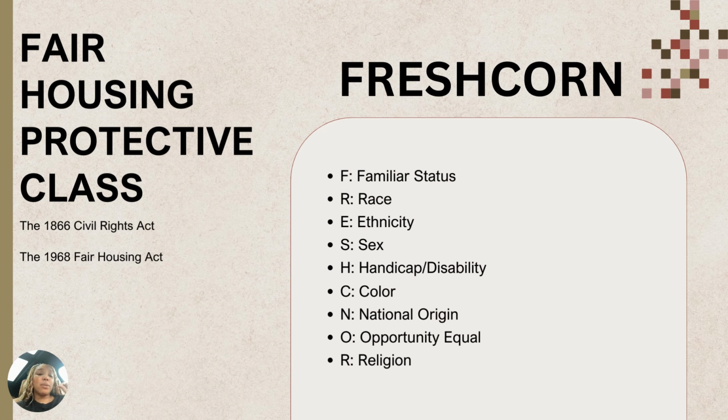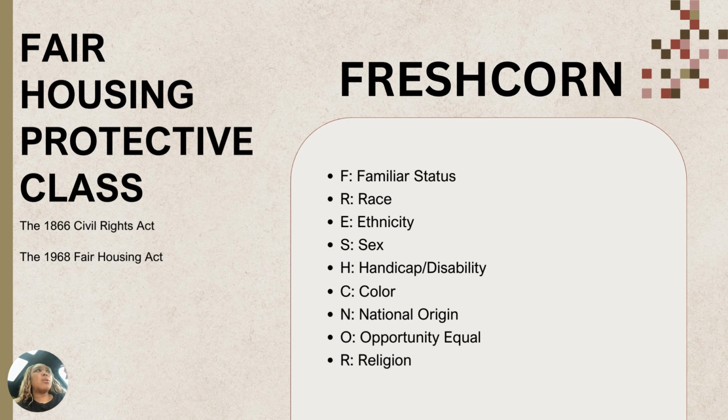So when it comes to fair housing protection, you want to remember FRESH CORN, all right? FRESH CORN is familial status, race, ethnicity, sex, handicap or disability. C is for color. N is for national origin. O is for opportunity, equal rights. And R is for religion. So when you see something in regards to, does this qualify in fair housing? Is handicap included? Yes, because if you're talking about fair housing, it's FRESH CORN. So handicap or disability will be in there.